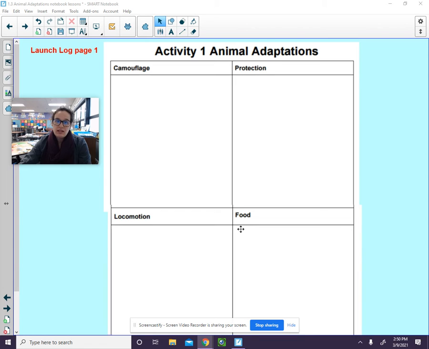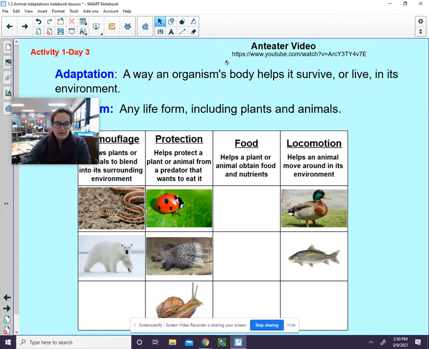So we will be thinking of an animal that uses camouflage. We will think of an animal that has an adaptation for protection. We will think of an animal that has an adaptation for locomotion. We will think of an animal that has an adaptation for food. Let's start with camouflage. We can go back here and take a look.